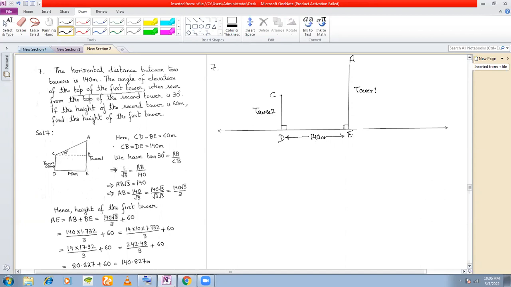So the top of the second tower is this. So an observer is standing here, let's say, at the top of the second tower, and he's observing the top of the first tower, which is at A. So this is the line of sight from C to A, right? And the angle of elevation is 30 degrees. So what is the angle of elevation? The angle of elevation is nothing but the angle made by the line of sight with the horizontal. So which one is the horizontal? This one is the horizontal, right? So the angle made with the horizontal by the line of sight is 30 degrees. That is, the angle of elevation is 30 degrees, right?